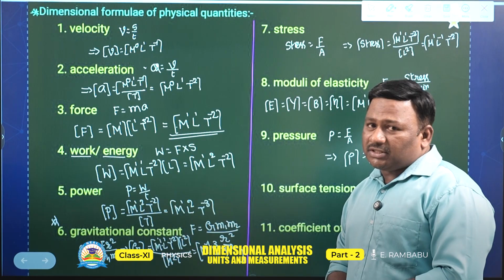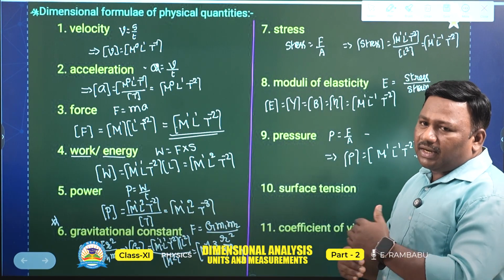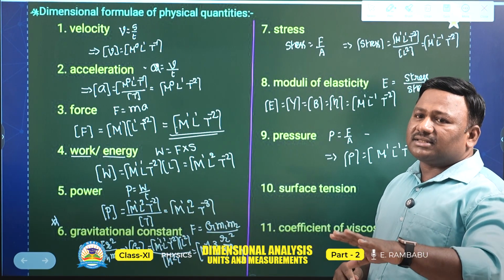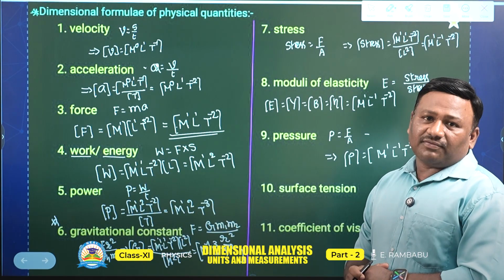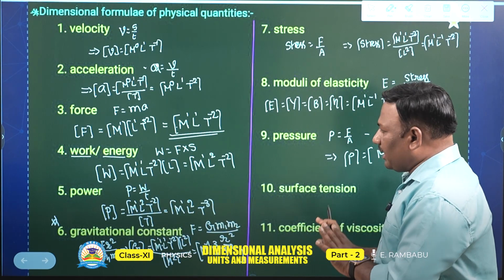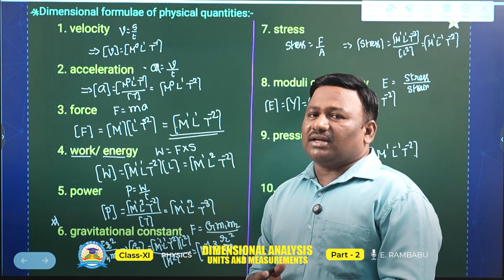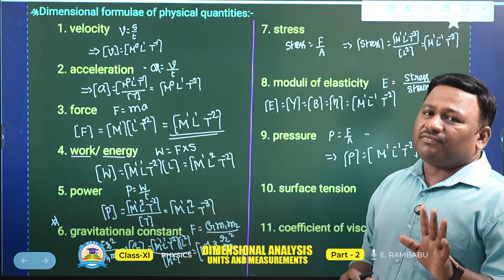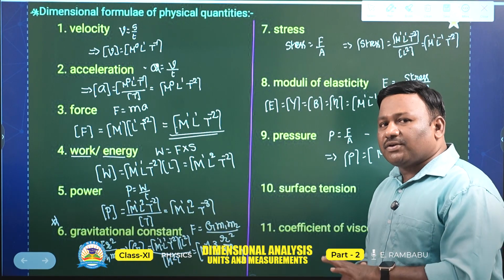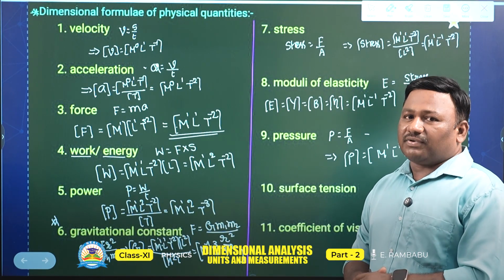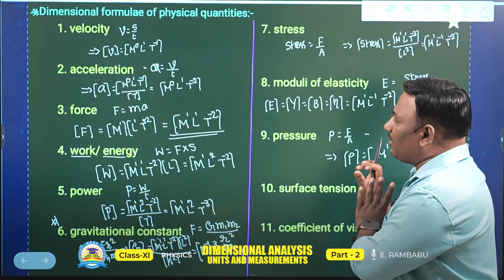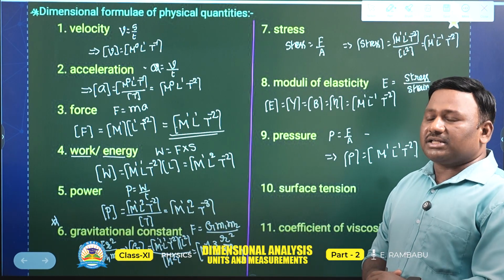Two more dimensional formulas we will write whenever we are discussing the lessons. In those lessons we will write all the dimensional formulas. Here I have written only the dimensional formulas required for us. Is there any question? Any unknown dimensional formula, we will derive by taking the basic formula. But here these are certain examples of how to get the dimensional formula.